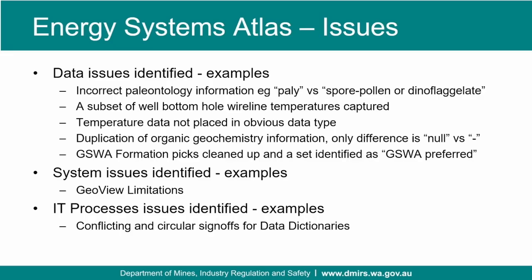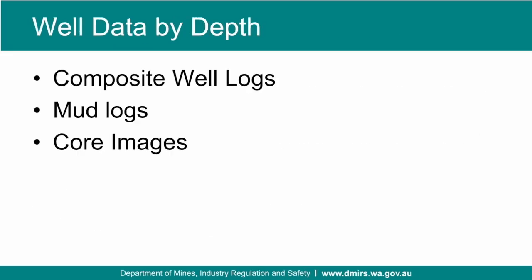There were also some other issues, such as systems issues, limitations with GeoView, which meant that we could only put this on WAPIMS at this time. And some of the IT processes weren't that friendly. Conflicting and circular sign-offs, for example, of data dictionaries, made the processes a lot more long-winded than we'd anticipated.